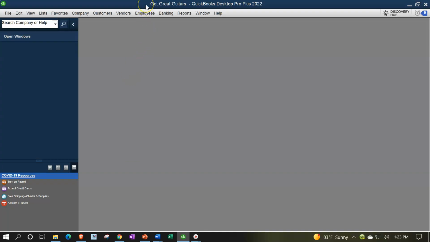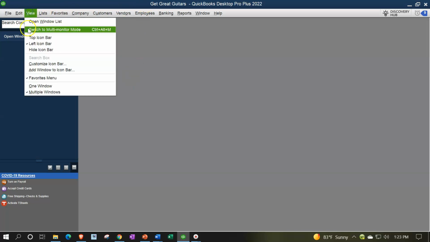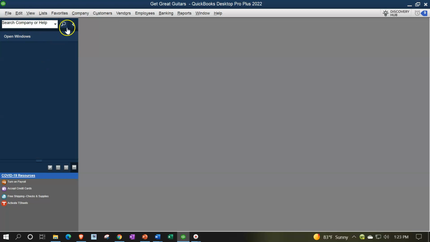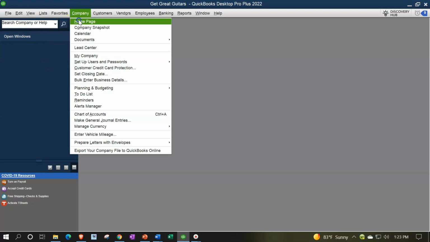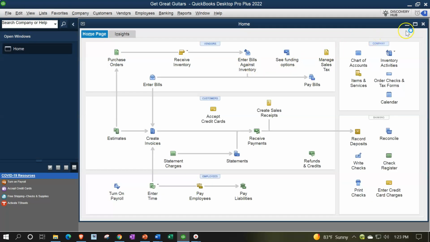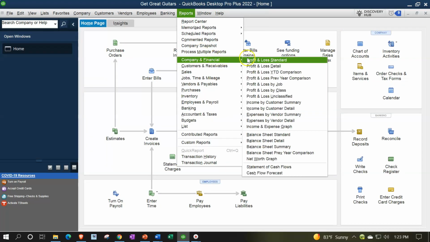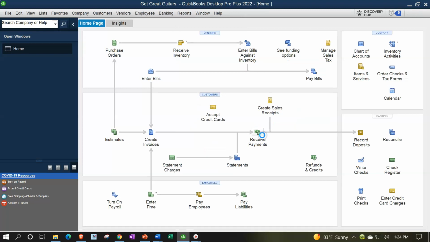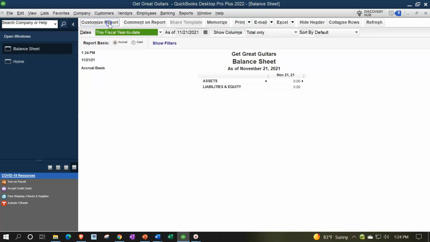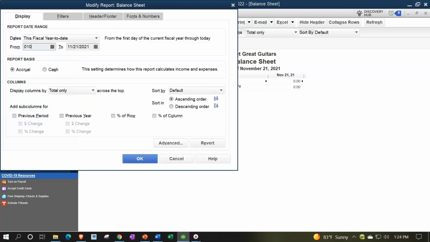Here we are in our Get Great Guitars practice file, going through the setup process with the view dropdown, the open windows list on the left-hand side, company dropdown, home page in the middle, maximizing it to the gray area. Going to the reports dropdown, company and financial, taking a look at the balance sheet standard, customizing it up top with the range change from 010122 to 123122.